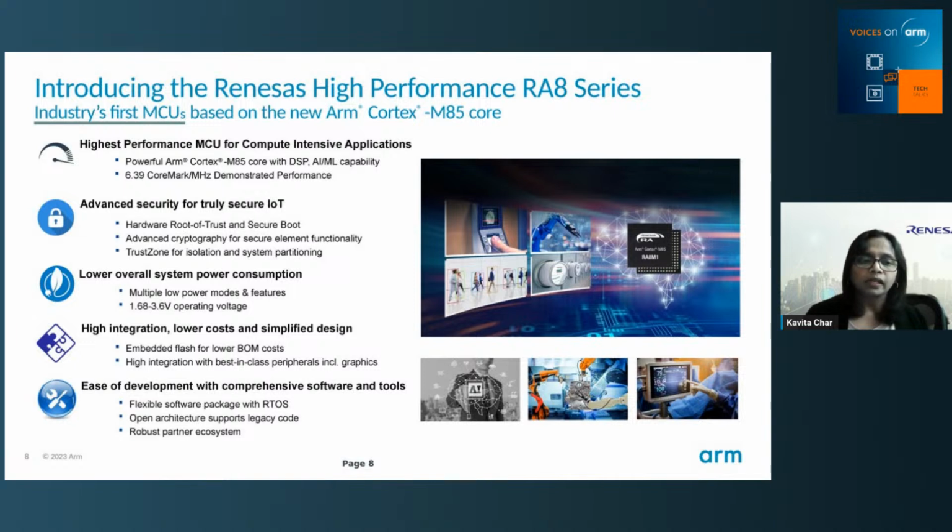We combine this very high performance core with advanced security for secure element-like functionality. We build in a hardware-based root of trust and a secure boot process, as well as advanced cryptography with leading-edge security algorithms. And of course, TrustZone. With the Cortex-M85, ARM has introduced TrustZone to this high-performance category. So we have solutions that allow for system partitioning and isolation using TrustZone.